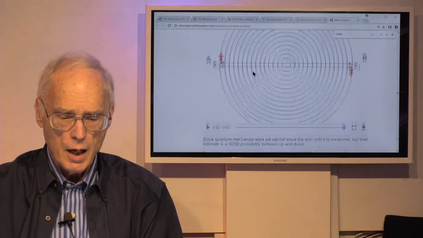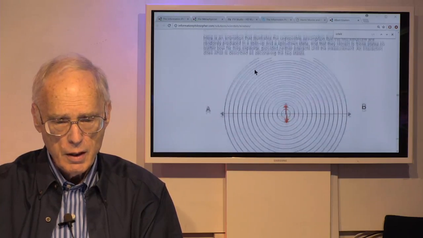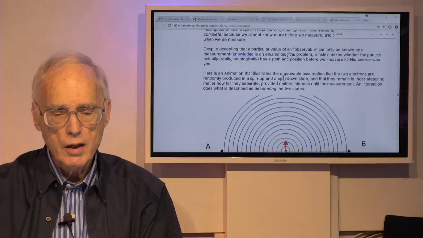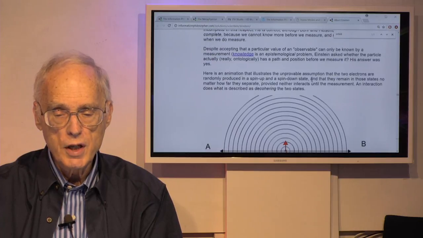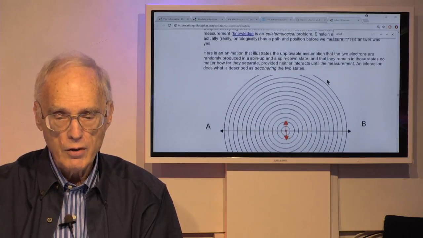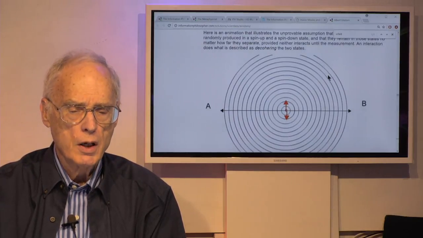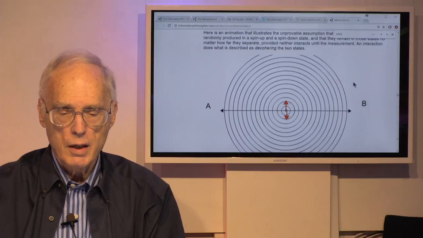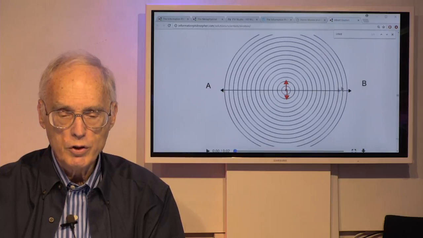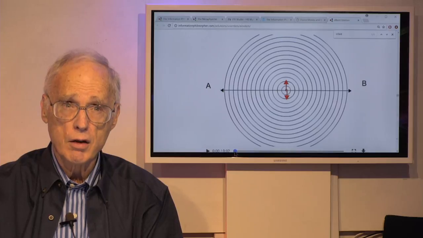Now, I'm going to give you one more diagram, and I'm going to say, as I write here, here's an animation that illustrates the unprovable assumption that the two electrons are randomly produced in a spin-up and a spin-down state, which is fine, actually, but that they remain in those states no matter how far they separate, provided neither interacts until the measurement. Now, let me just animate it for you, and then we'll talk about why I think this is something that Einstein considered.